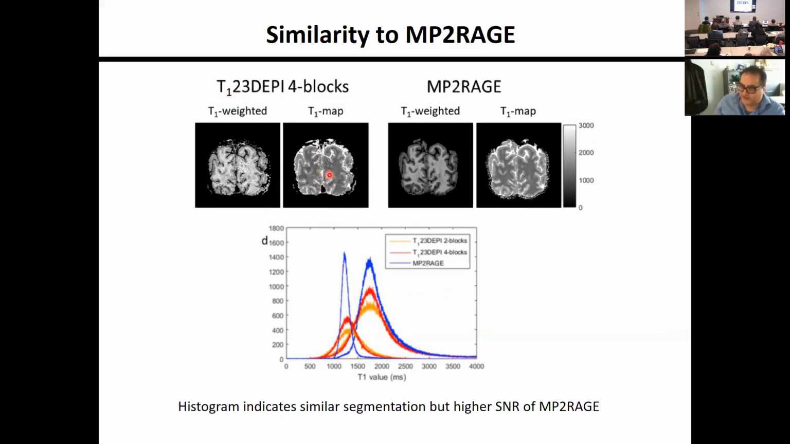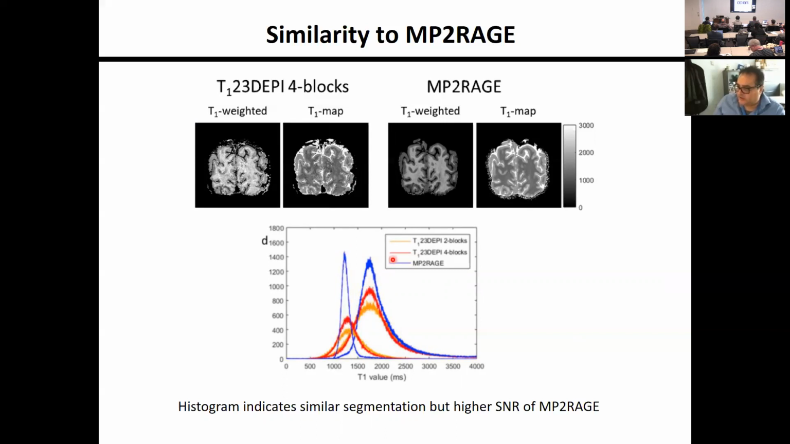However, it looks a little bit noisier. Again, they also use the histogram method and look at T1 values. In red, you see the new approach. In blue, you see the MP2RAGE range for gray and white matter. This gray matter is white matter. And you see they overlap. The centers of them are quite overlapping.